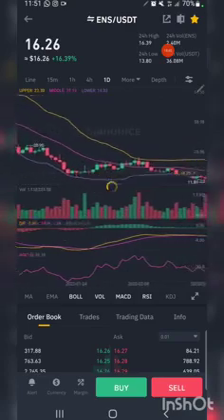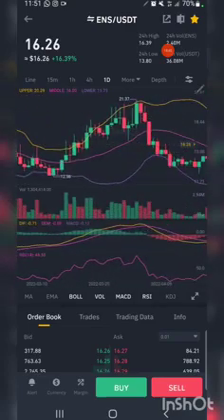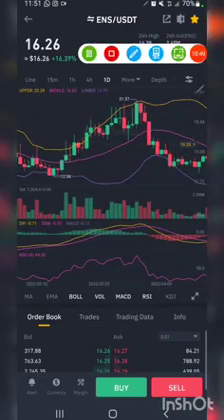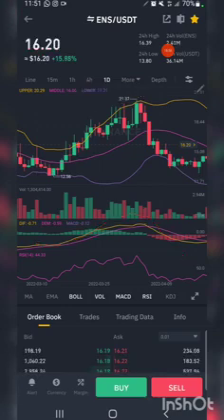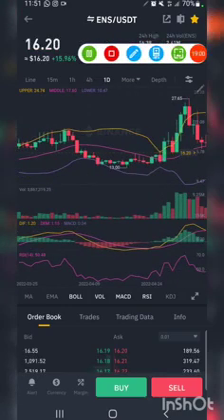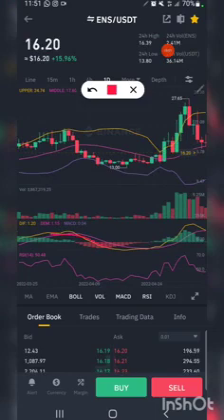So the movements of the MACD go up, down, up, down, up, down. So it goes this way. When it goes up, you should know that there's going to be a sell signal. It goes down, you should know that there's going to be a buy signal. It goes up, down again, there's going to be a buy signal. It goes up, there's going to be a sell signal. This way you will be able to know the right time to enter the market.